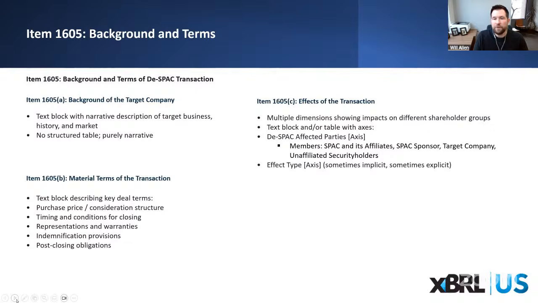All right, the 1605 background and terms. So 1605 is the narrative backbone of the de-SPAC disclosure. While 1604 and 1609 focus on numbers and tables, 1605 tells the story. Who is the target? What is the target? How does this deal actually work? What are the terms? How does this affect different shareholder groups?